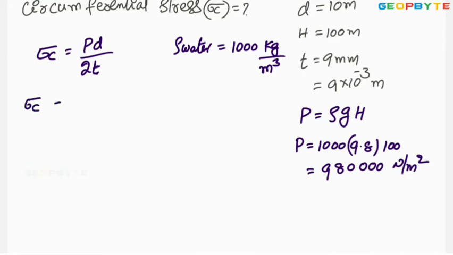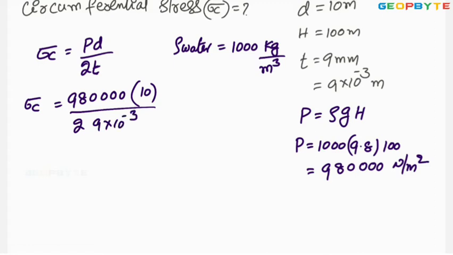Therefore, circumferential stress equal to pressure 980,000, D diameter is given 10 meters divided by 2 into T, 9 into 10 power minus 3. Since all are in terms of meters, that's why thickness also taken in meter form. You simplify this value for getting around 544.44 into 10 raised to 6 Newton per meter square.